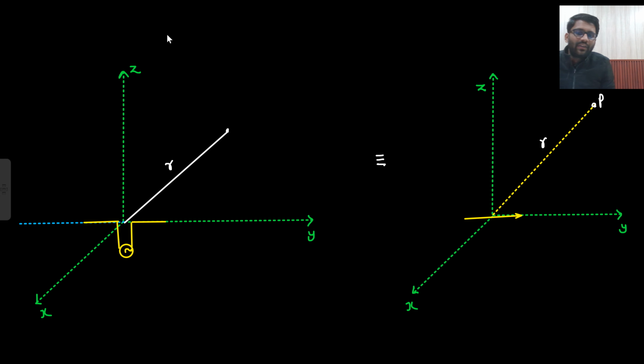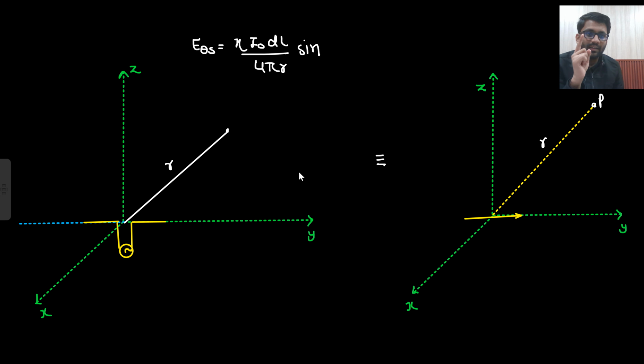So what will be the electric field? I hope you should be able to write it down. What would that be? Eta I dl upon 4 pi r. Here what will come? Sin theta. But what is theta? Theta is the angle between the arms of antenna and AR cap. So I need to write down this angle. And what is this angle? This angle is our polar angle, which is theta only. This is a universal angle, polar angle.